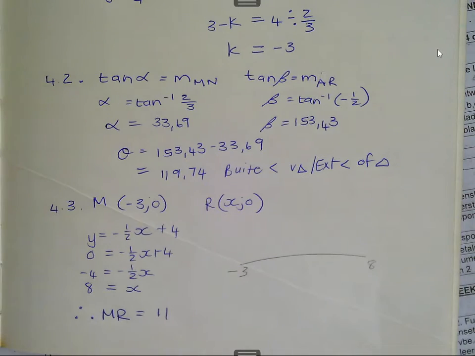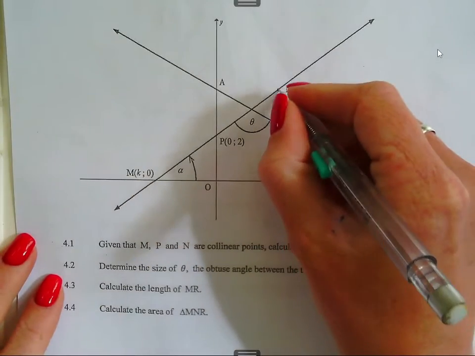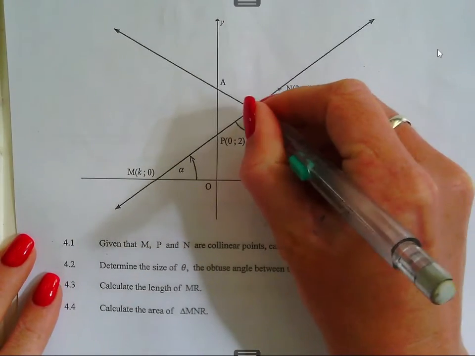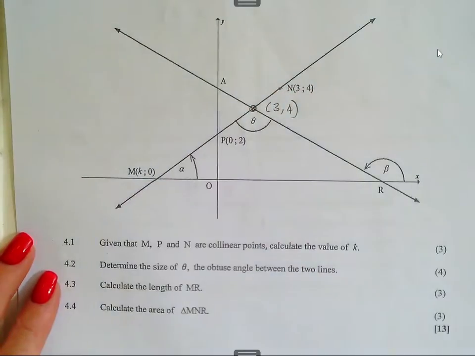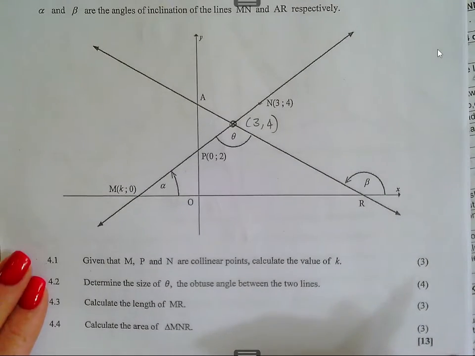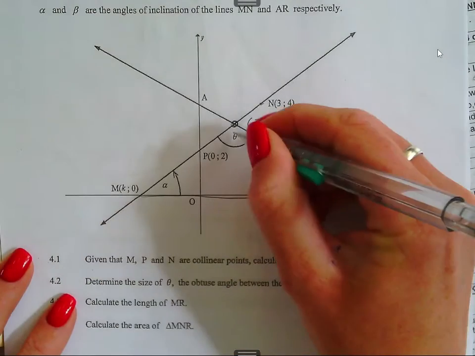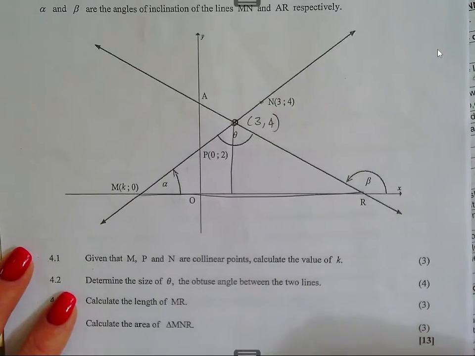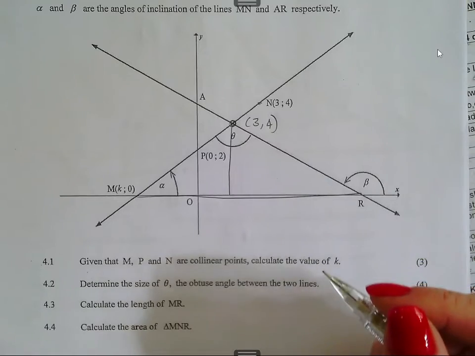Okay, if you look at 4.4, they made a mistake there. Did I talk to you about it or not? That point N, they actually wanted it to be 3 and 4. Now, if this was the case, do you agree, then it would be easy to calculate the area, because it's a half times base, which I just calculated as 11, times perpendicular height. What will the perpendicular height be? If that is N, it will be 4.